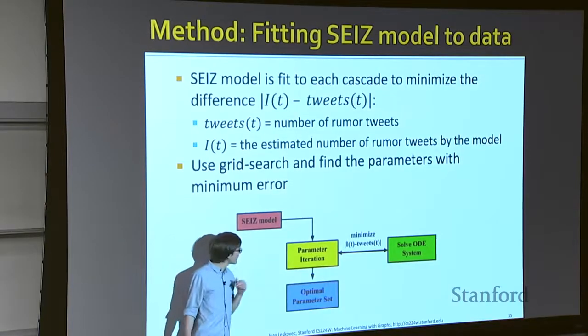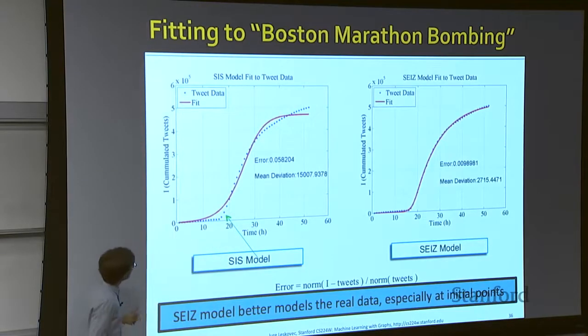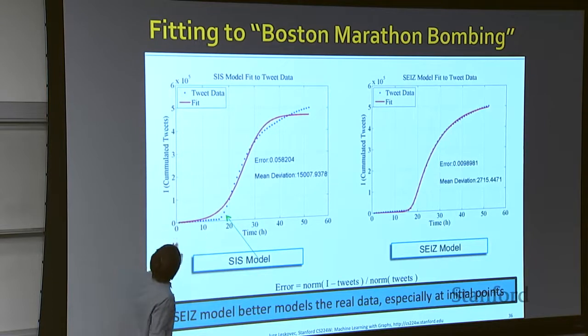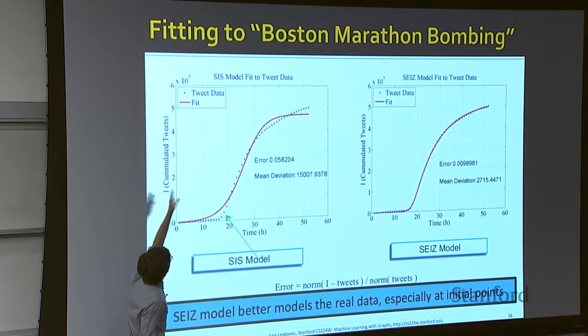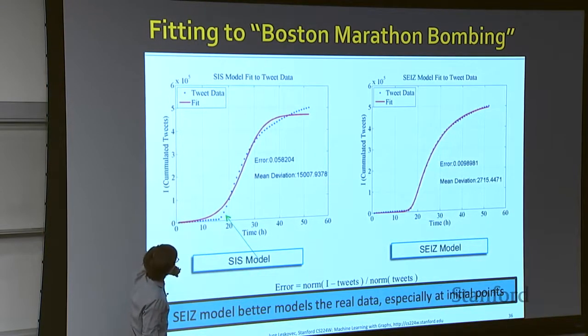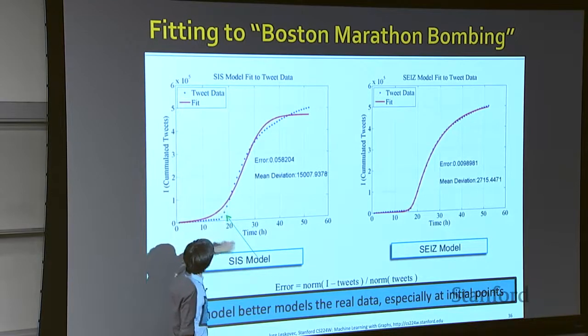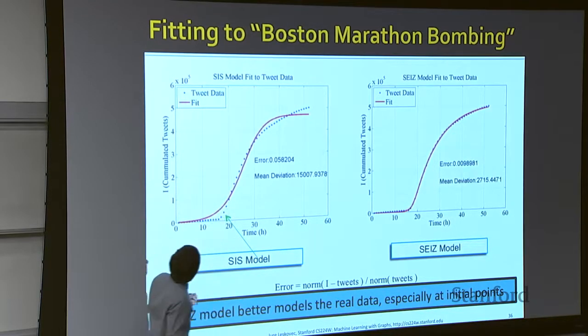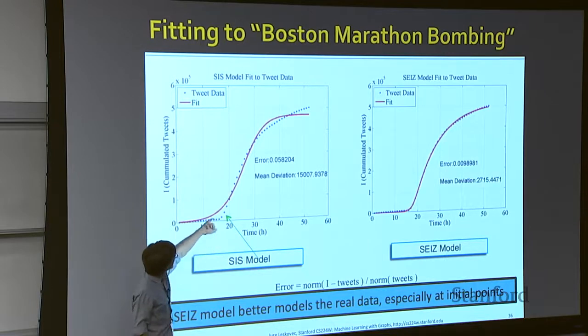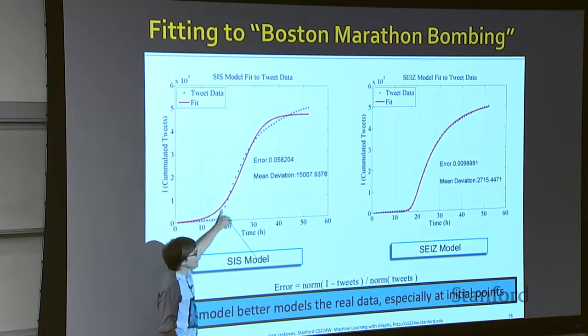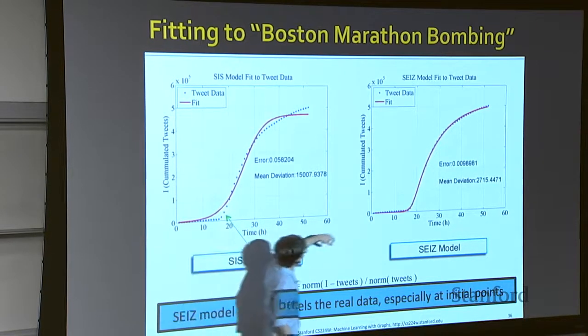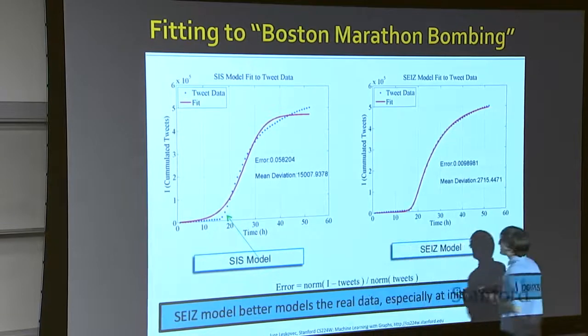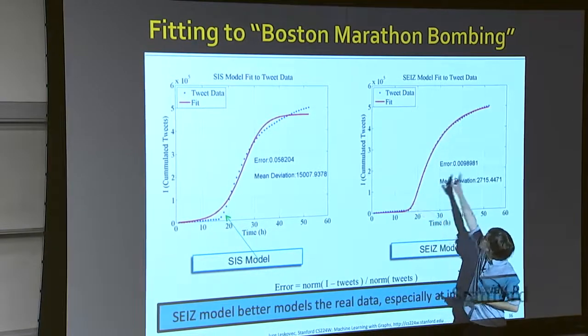So this is what they did. Let me show you. This is data: time versus number of tweets. Blue is real data, and red is the model. What this is trying to show is that the SIS model is not able to fit the data, while this SEIZ model is able to fit the data perfectly.